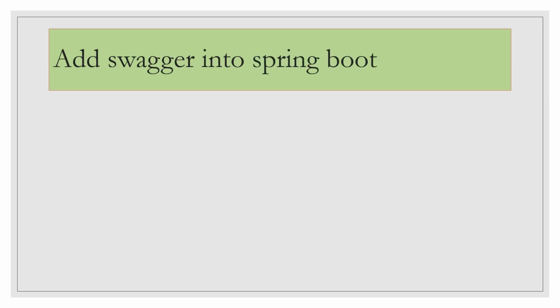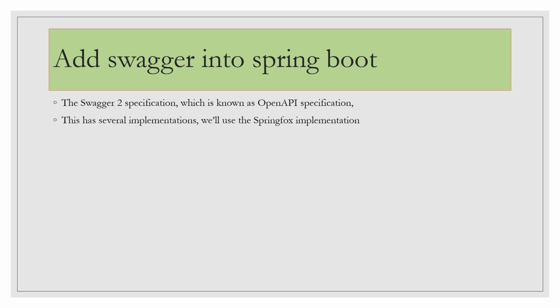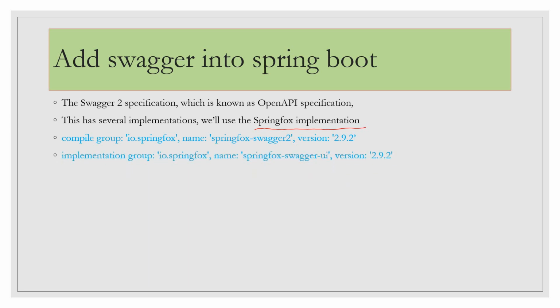So how can we add this into our project? Swagger 2 specification is also known as the Open API specification. It has many implementations. For our purpose, we are going to use the Springfox implementation. So these are the dependencies that I need to add into our project. The first one is for writing the configuration details which we want to expose to API documentation, and the second dependency is for visualizing your documentation. We will see in a while, it's very nice and easy to use.